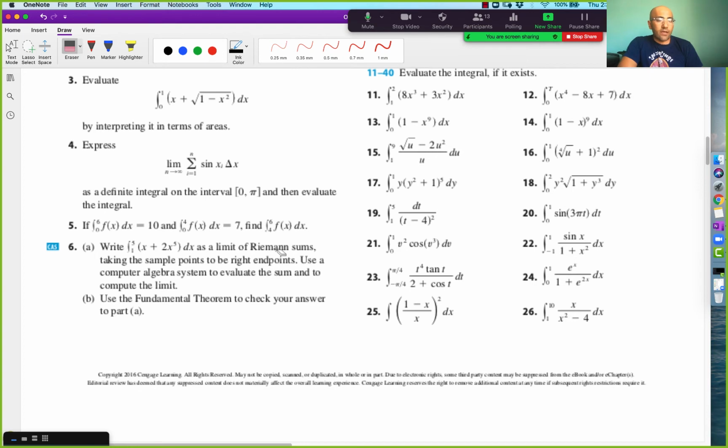Number 5. This is going to be really easy. Find the area, the integral from 4 to 6 of f(x) dx if we know that the integral from 0 to 6 of f(x) dx is 10 and the integral from 0 to 4 of f(x) dx is 7. Right? So remembering one of our properties, the area of this one plus the area of this one must be equal to the area of this one, since this one goes from 0 to 6. So 5 should be pretty easy, right?